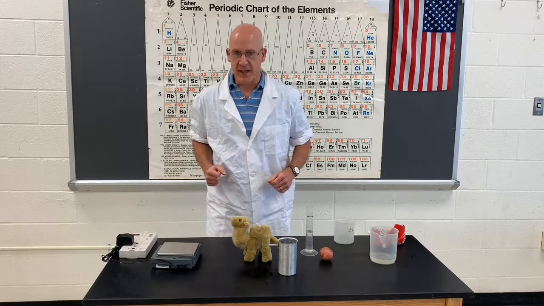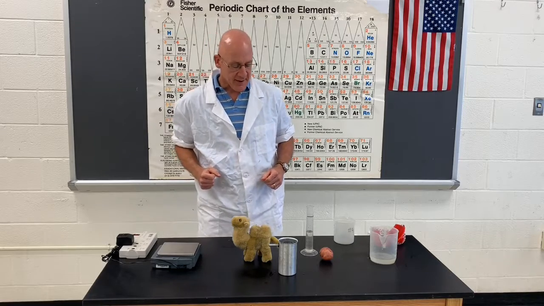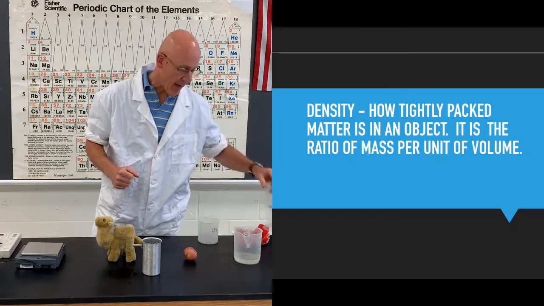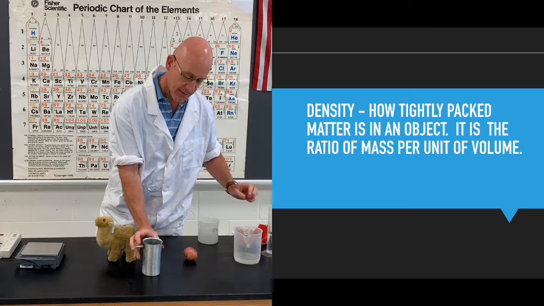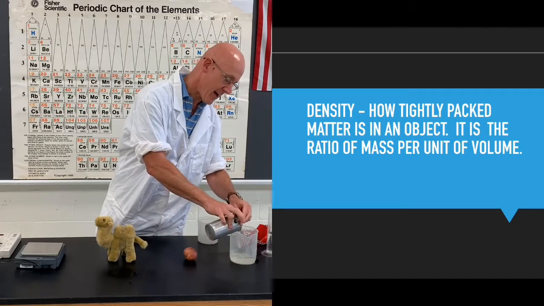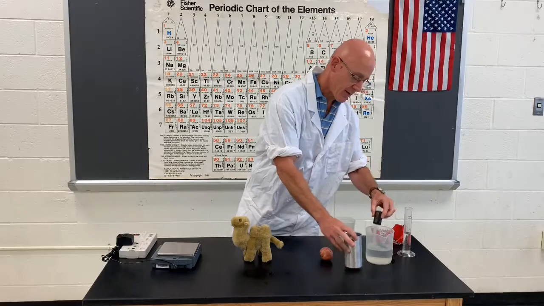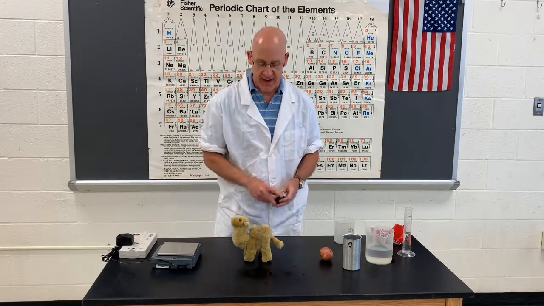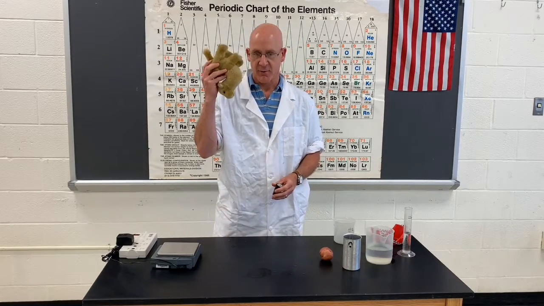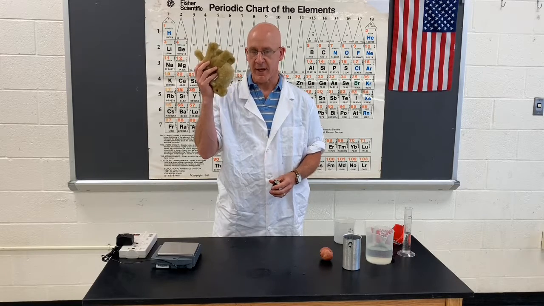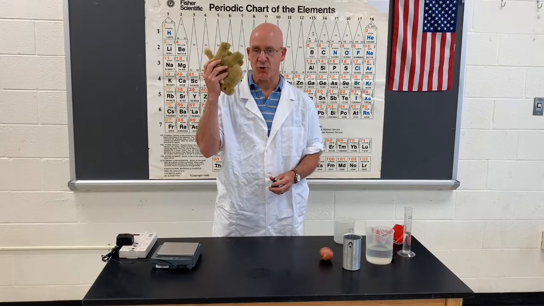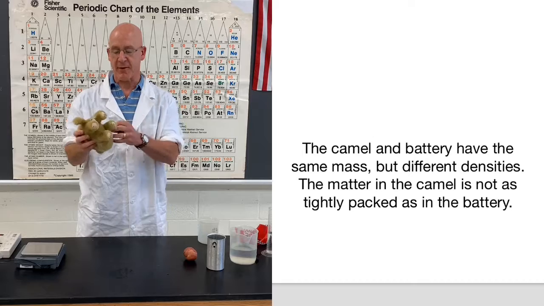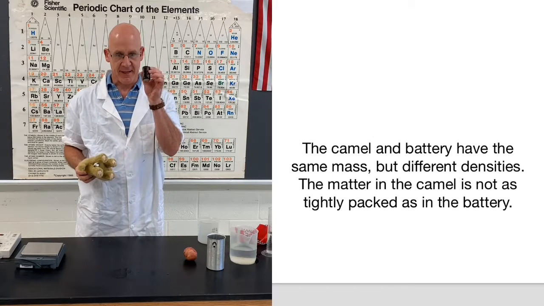Now, the last term we need to know is density. Density is a measure of how tightly packed matter is in an object. We learned before that the battery has the same mass as the toy camel. The toy camel's volume is much greater because its matter is not as tightly packed as the battery.